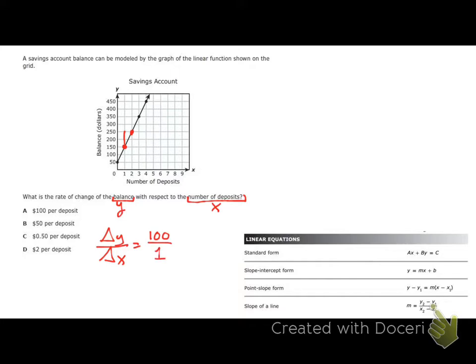Okay? So basically, it's $100 per deposit because our y is a dollar amount, right? That's a balance. So our change in y would be the change in the balance. And then our run is the number of deposits. So this is the balance would change by $100 for every deposit. That's why I like answer choice A on that question. You would have gotten answer choice D if you didn't notice the scale on the y-axis. Although we're rising 2 blocks, that's the equivalent of rising $100, okay?